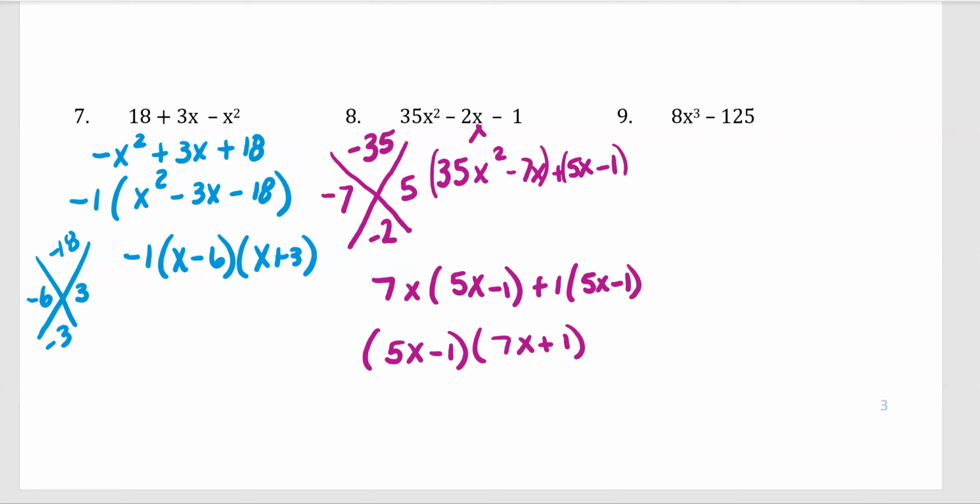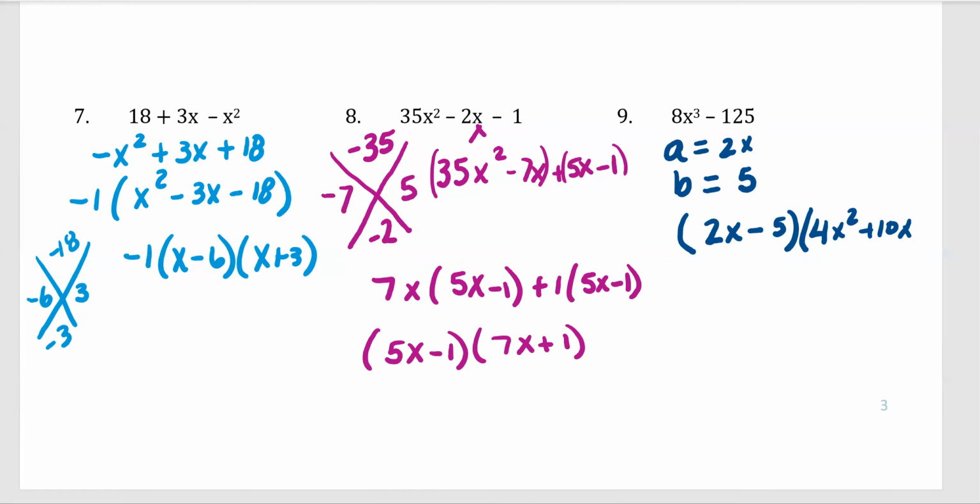Number 9 is a difference of perfect cubes. 8x cubed is 2x times 2x times 2x, and 125 is 5 times 5 times 5. Using the pattern to factor a difference of perfect cubes, 2x minus 5, 4x squared plus 10x plus 25.